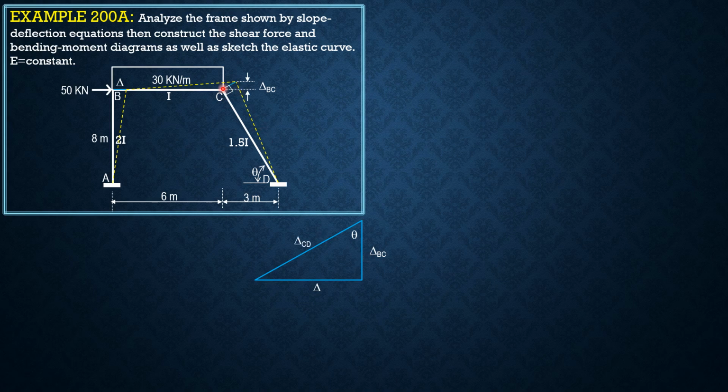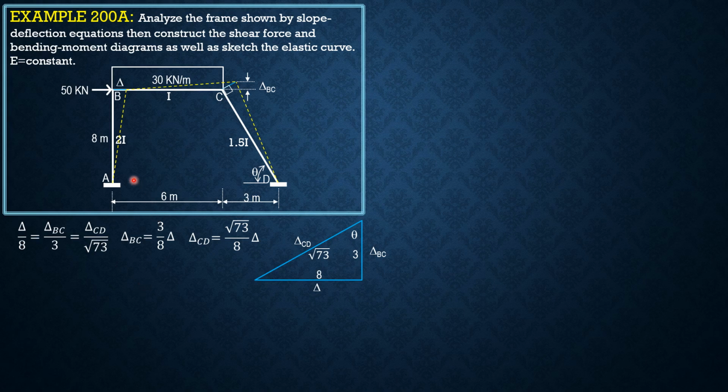And in this triangle here, opposite to theta is 8, adjacent to theta is 3, and the hypotenuse is square root of 8 squared plus 3 squared, that is square root of 73. So by similar triangles, delta is to 8 equals delta BC is to 3 equals delta CD is to square root of 73. Therefore, delta BC is 3/8 of delta, while delta CD is square root of 73 of delta over 8.